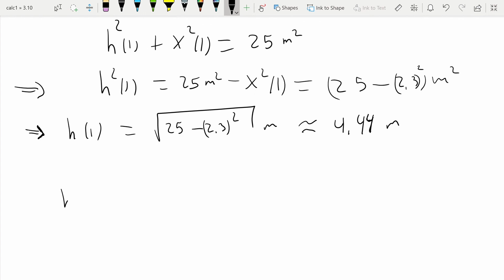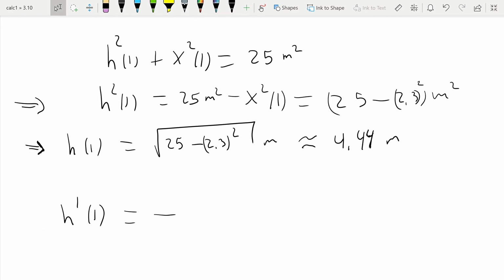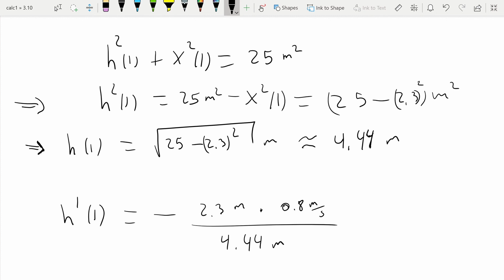So that means that h' at 1 is minus 2.3 meters times 0.8 meters per second, all that divided by h at 1, which is, well, okay, it's not equal to this, but you get the idea. So if you can compute this, you will use this value here as the actual value, just for illustrating the method. So in the end, this gives us something that is approximately equal to minus 0.41 meters per second.